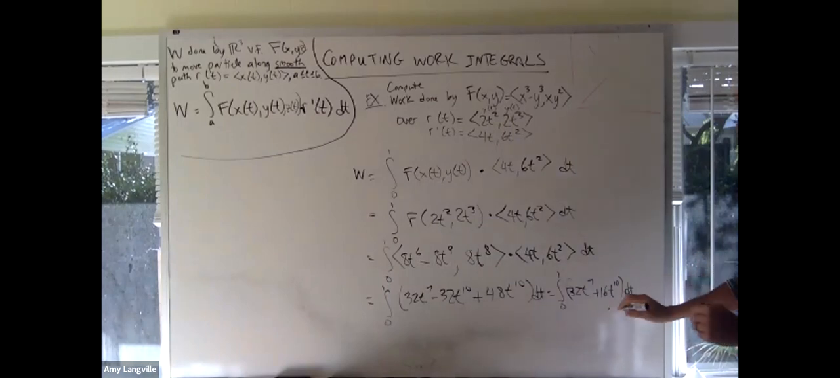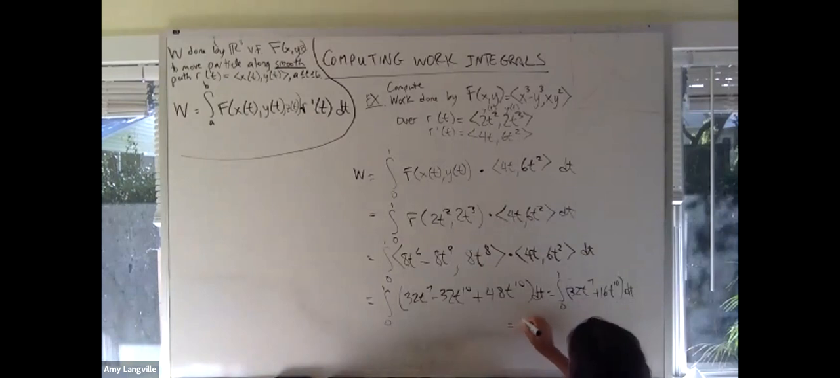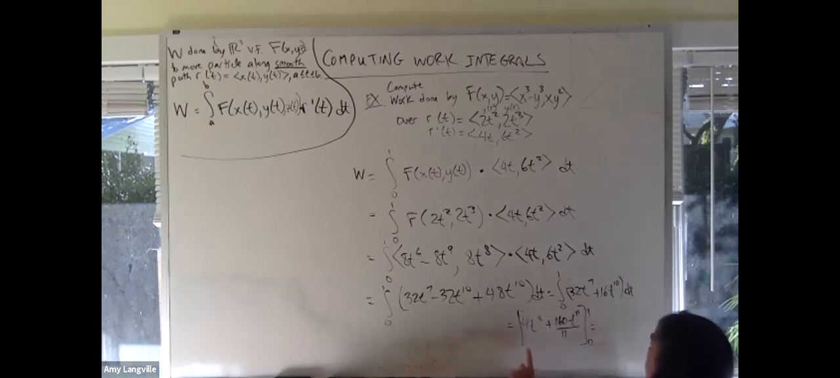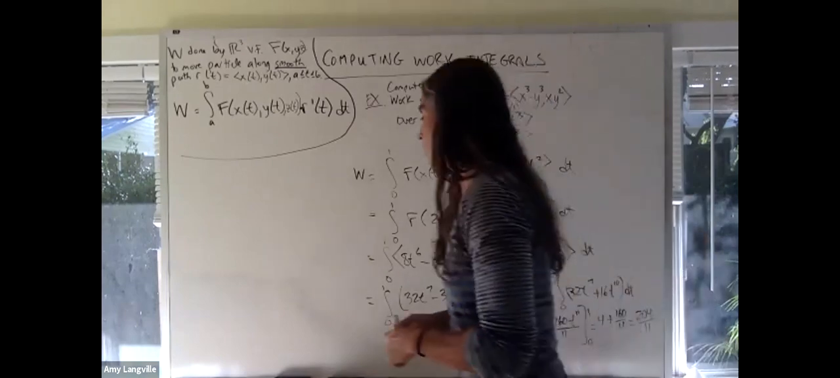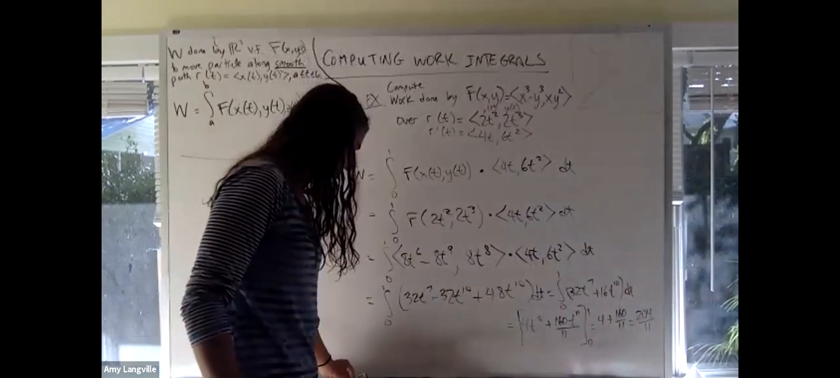Let's see, there's a little more room over here. So we go ahead and do the integration. We'll have 32t to the 8th over 8, which is 4t to the 8th, plus 160t to the 11th over 11, from 0 to 1. What is that? 4 plus 160 over 11, which, getting a common denominator of 44, is 204 over 11. Which again fits, because we expected a positive value, maybe a large positive.